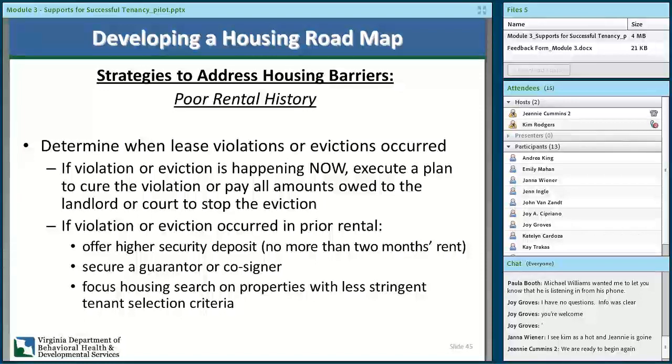If the lease violation or eviction occurred in a prior rental, you may have to look at options such as offering a higher security deposit to the next landlord, which shouldn't exceed 2 months' rent, finding someone to be a guarantor or co-sign the lease for the individual, or focusing the housing search on properties that have less stringent tenant selection criteria. Smaller rental properties, properties owned or managed by nonprofit housing providers, or units that are for rent by individual owners may be an option in this case.